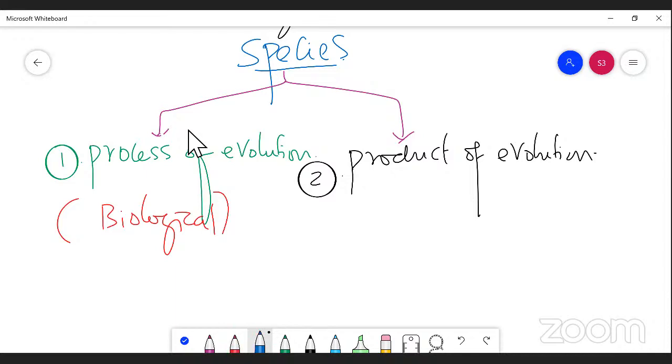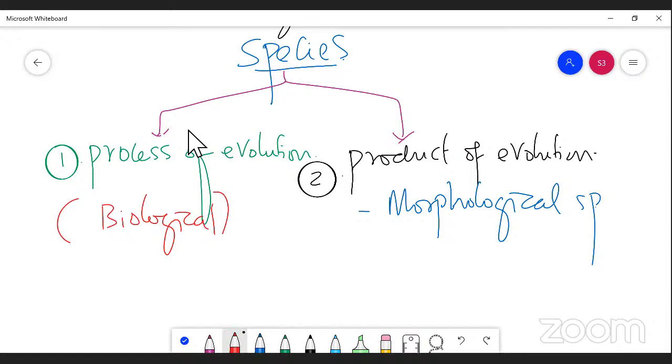Okay. The first type is morphological species. Morphological species, and another type is phylogenetic species.